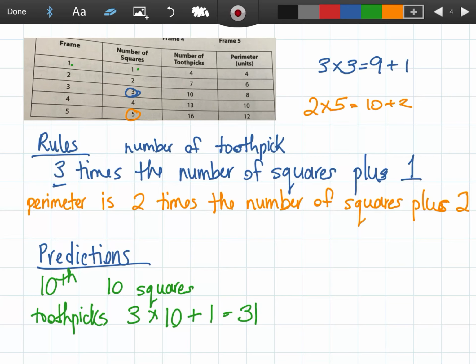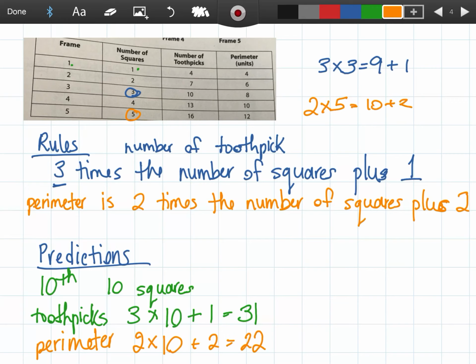If we want to figure out the perimeter, we take 2 times the number of squares, which is 10, and add 2. So 2 times 10 is 20, plus 2 is 22. And so we can make predictions, and we can also reverse.